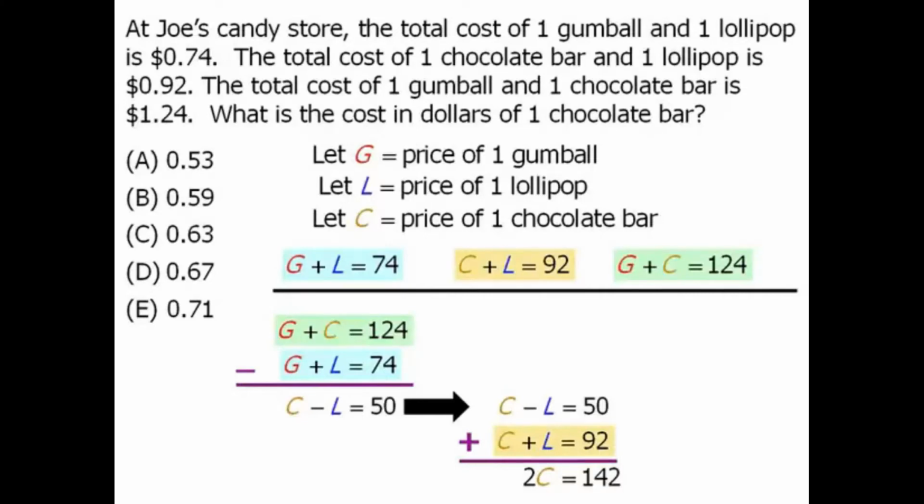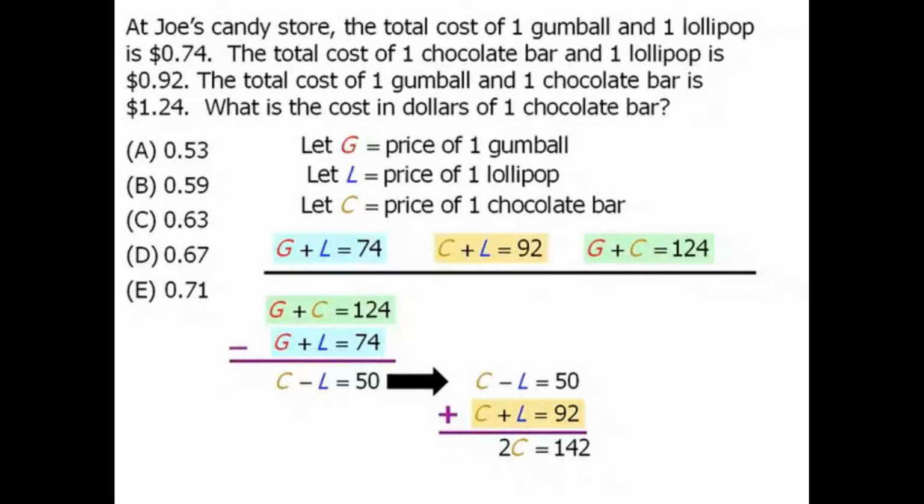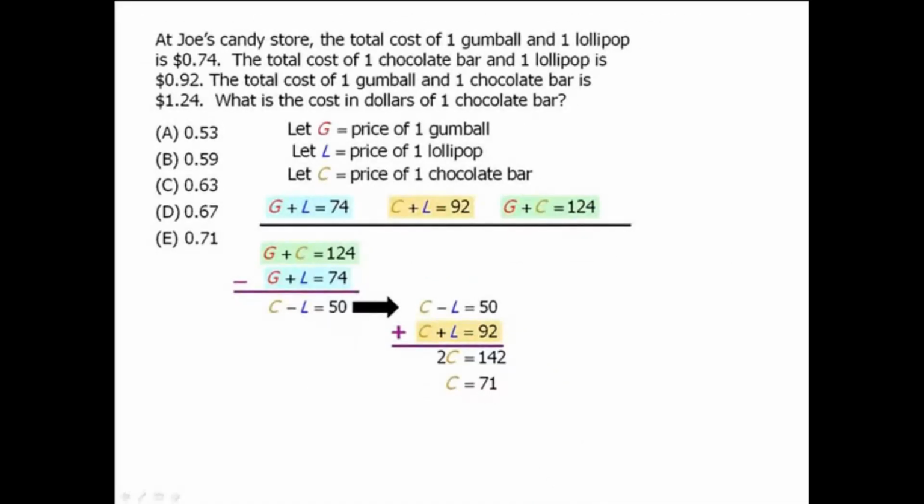So we now have one equation with C, the variable we're trying to find the value of. From here, we'll divide both sides by 2 to get C equals 71. So the price of one chocolate bar is 71 cents or $0.71. So as you can see, our answer is E.